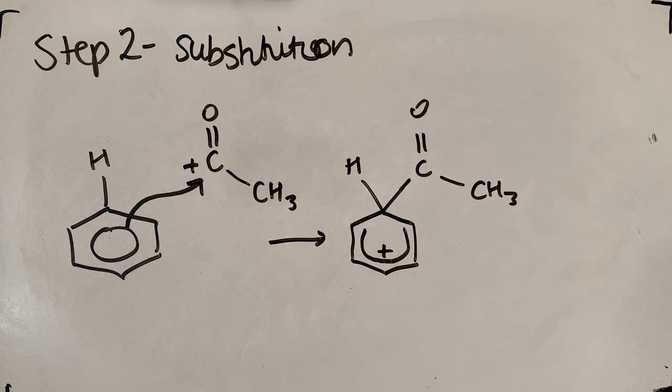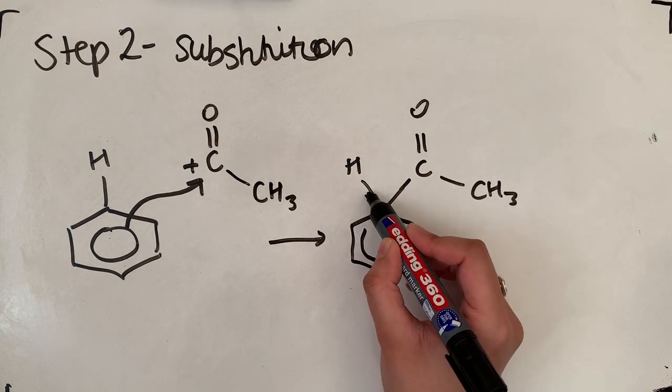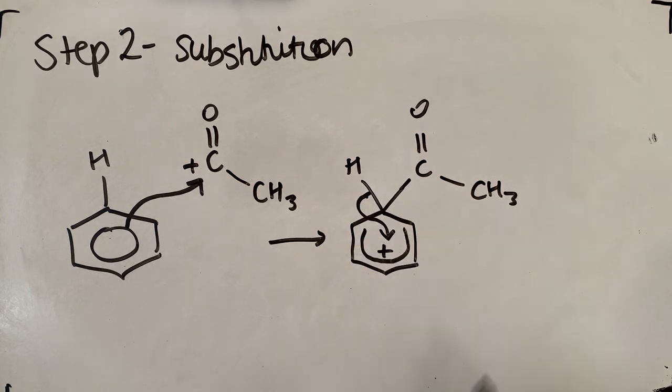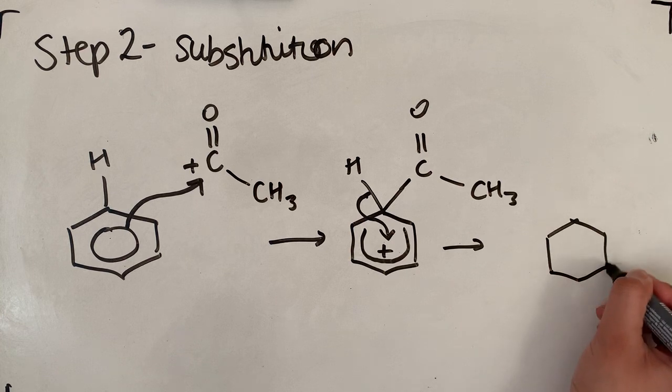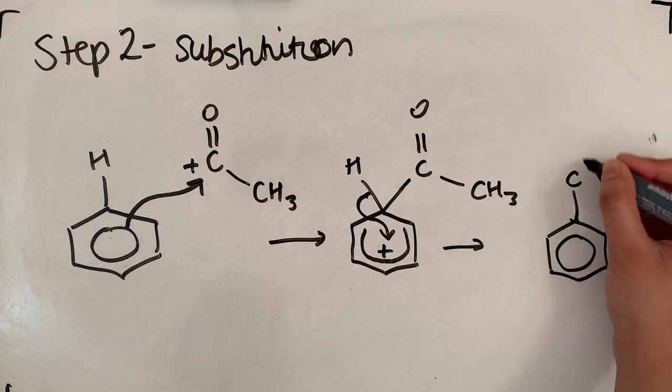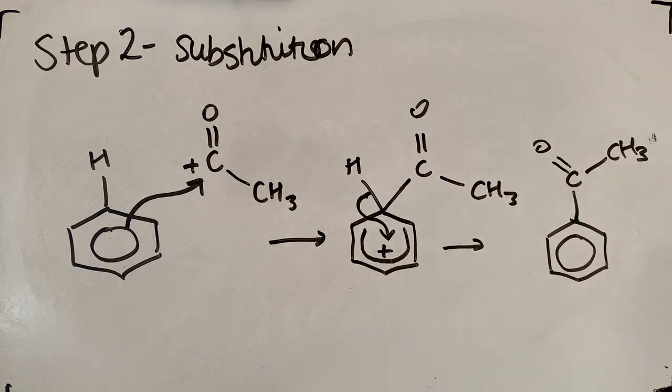We want to reform that delocalized ring. So electrons from this bond over here go back in there, and that produces, I'm going to try and fit it into the board over here, my ketone there, and it also releases an H+. That H+ is now going to be used in step 3.